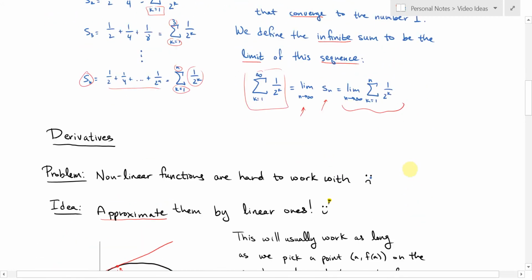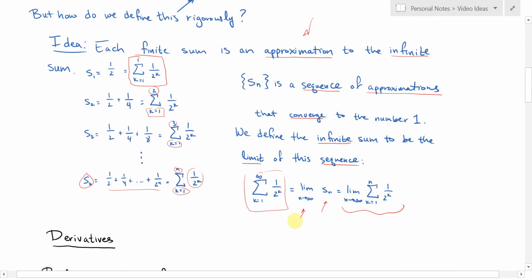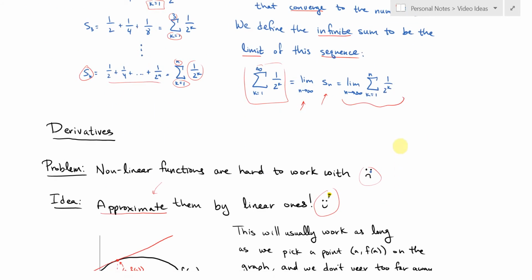We can play a similar game with derivatives. The problem now is that nonlinear functions are hard to work with, and he's crying, he's sad. But the idea that he gets with his little light bulb is that you can approximate them by linear ones. There's that word approximate again. Remember, approximation was one of the words I mentioned previously.